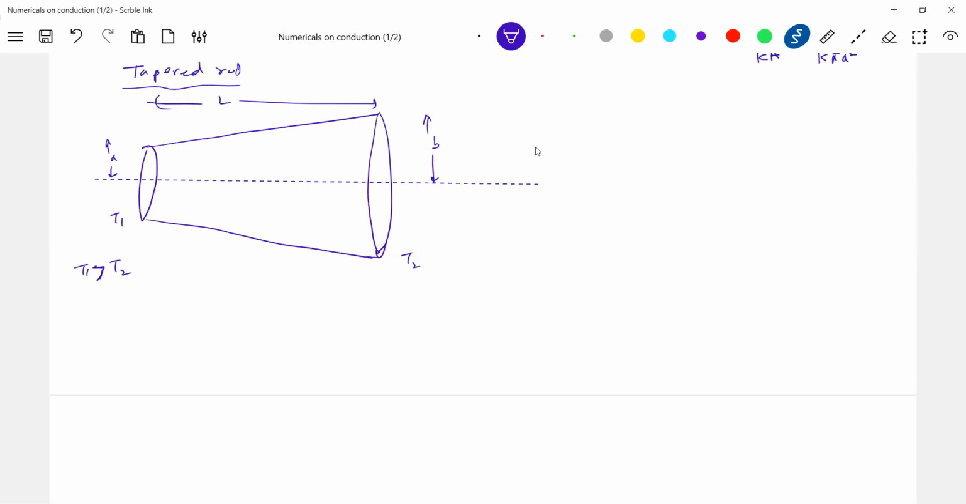What is L? L is the length along the axis. Let K be the thermal conductivity. Now I want the thermal resistance of this tapered rod, or truncated cone. How to proceed with this one?